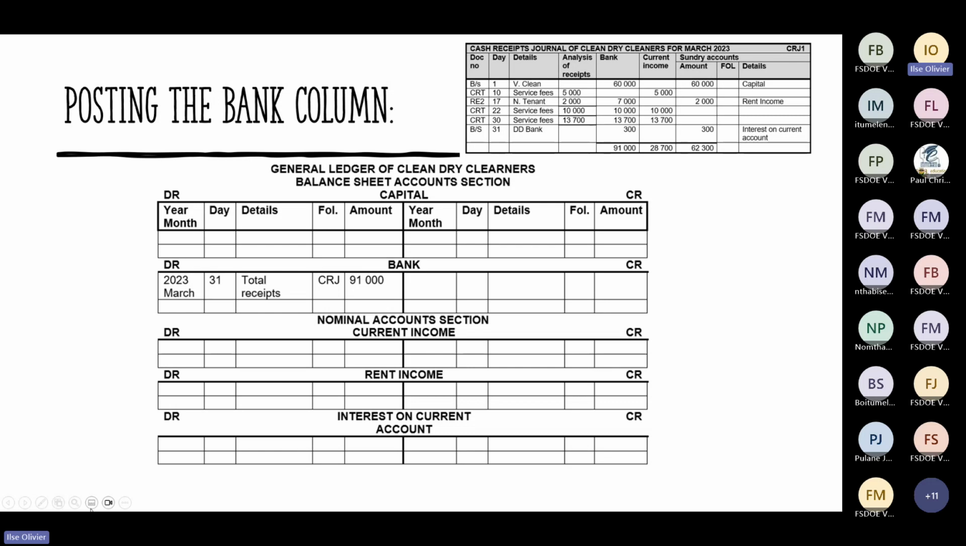So on the debit side here of your bank account, if you look here, you will see that bank is debited. We write year, month that we got from the information here from the CRJ, 2023 March 31st, total receipts, CRJ or CRJ1, and it was the total of 91,000 Rand. Because it was a column, we take the last day of the month as our day.